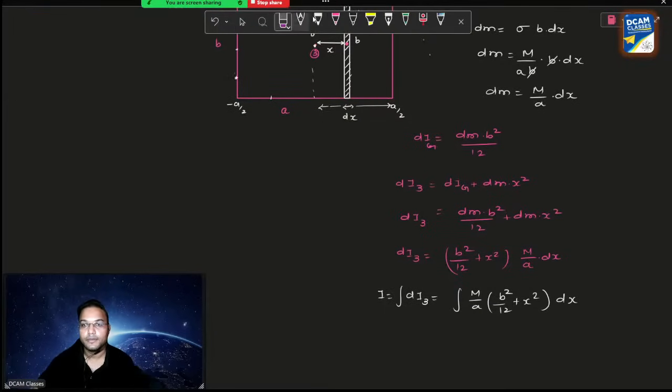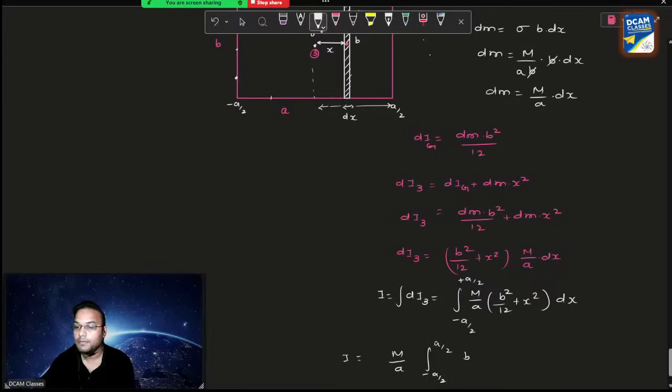Yes, sir. Okay. Now see, it will be from minus a by 2 to plus a by 2. Now just integrate it. I will be equal to m by a will come outside, minus a by 2 to a by 2, b square by 12 plus x square dx.